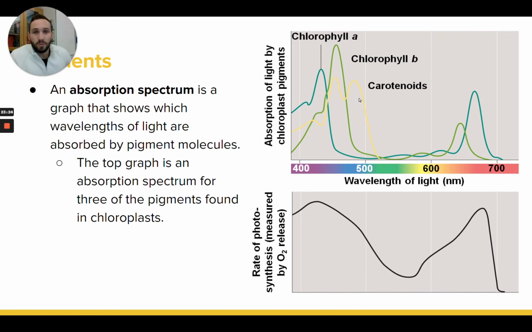What you can see here is that chlorophyll A is able to absorb purple light and purplish blue light, but when it comes to blue, green, and yellow light, it's not really able to absorb that light. But over here where it's orange and red, it is able to absorb some of that light.